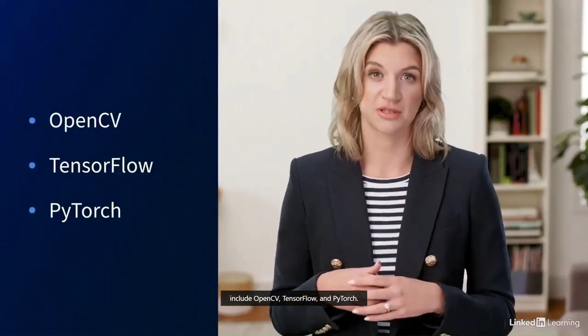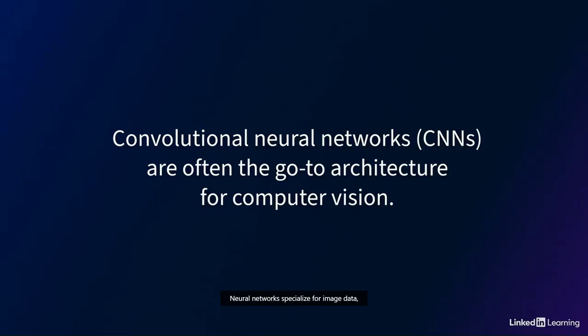Popular frameworks for computer vision tasks include OpenCV, TensorFlow, and PyTorch. Neural networks specialized for image data, like convolutional neural networks, are often the go-to architecture. These networks can identify patterns and features in images that are crucial for tasks like object recognition and classification.